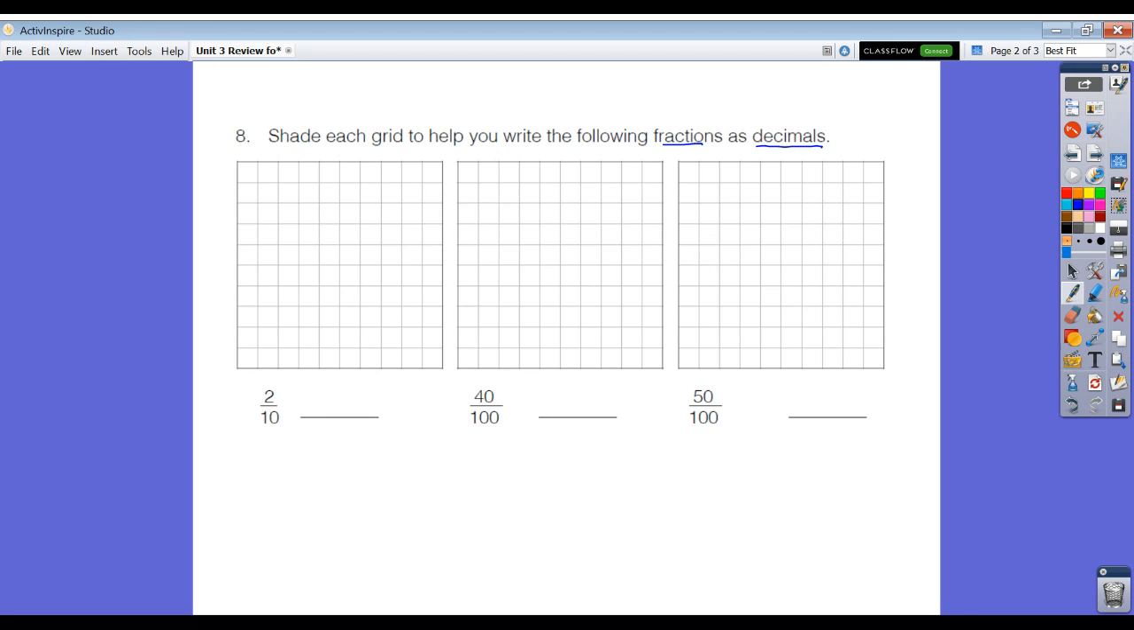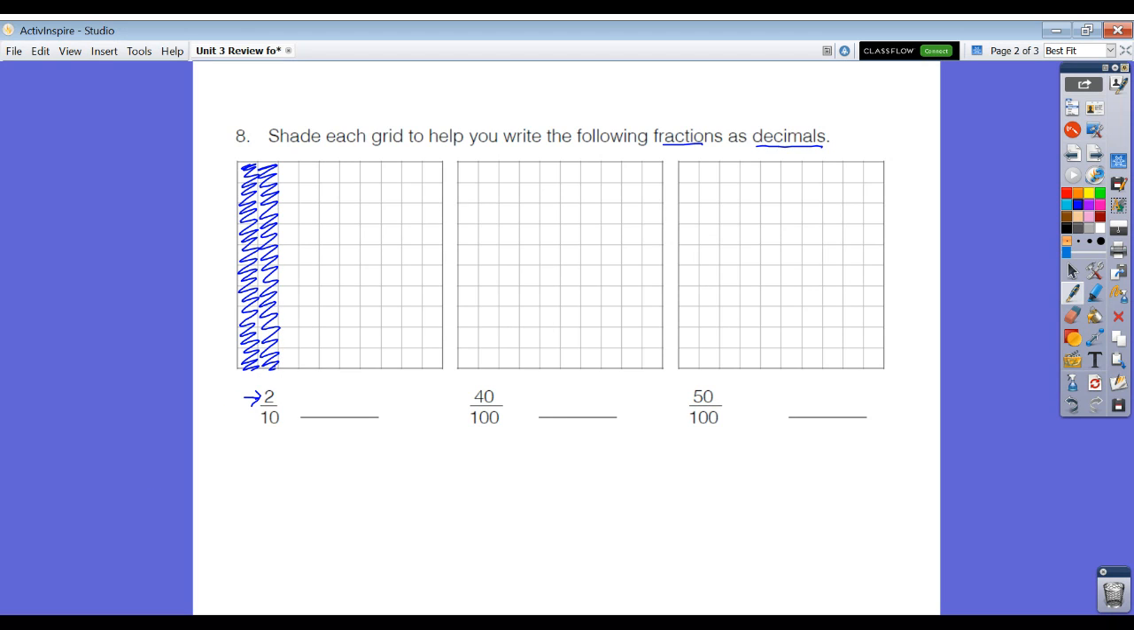Let's try these out. So if I had 2/10, in this case, my whole is a flat, which has 100 pieces in it. So if I shade in 1/10, that means I have to shade in 10 pieces. So that was 1/10, but I was asked for 2/10. So I'm going to go ahead and shade in 2/10.